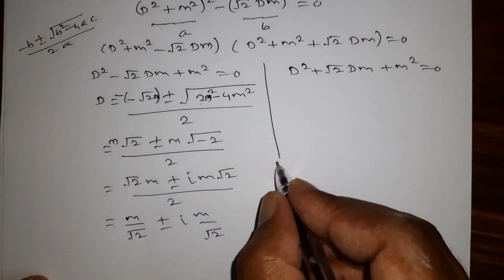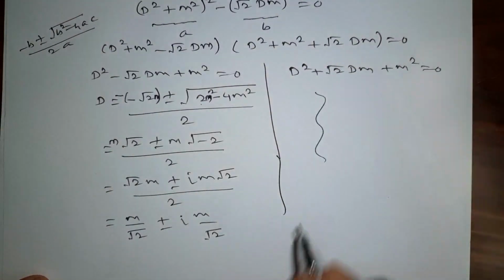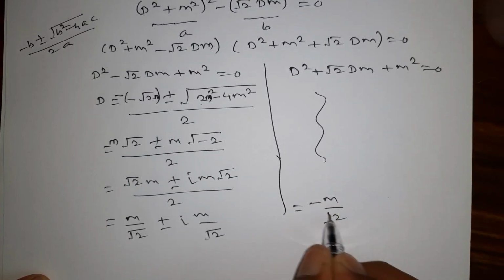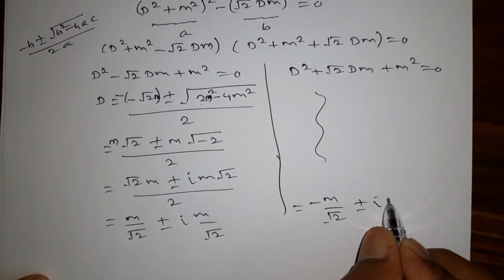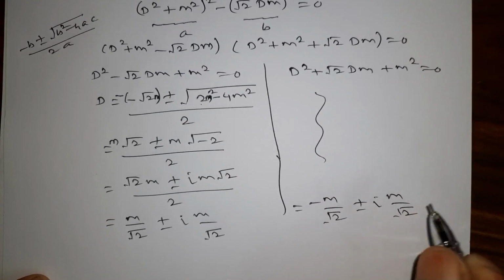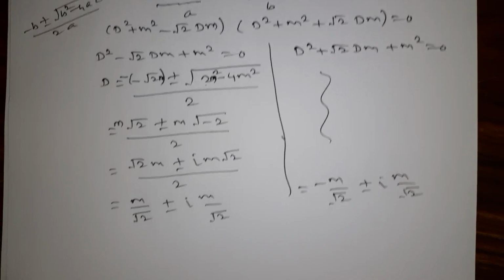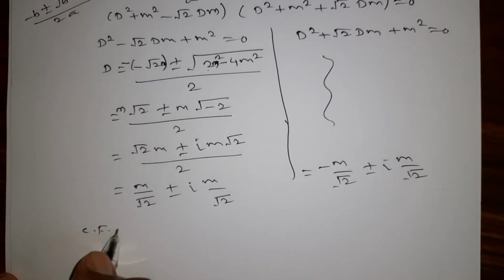Understood it? Similarly, you can do this step, complete it, and your answer is minus m upon root 2 plus minus i m upon root 2. So, it is a nice exercise for you, you can do it. Okay. And now, I can write complementary function from this.